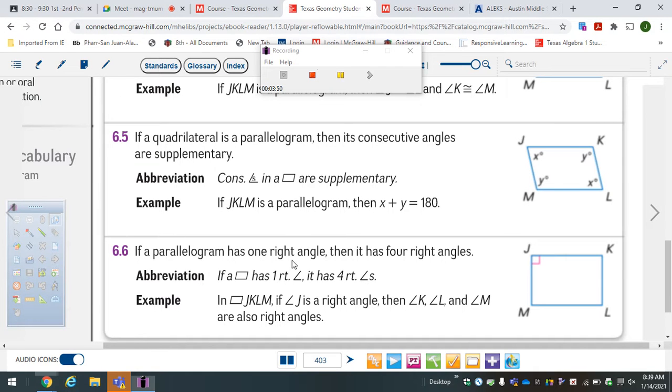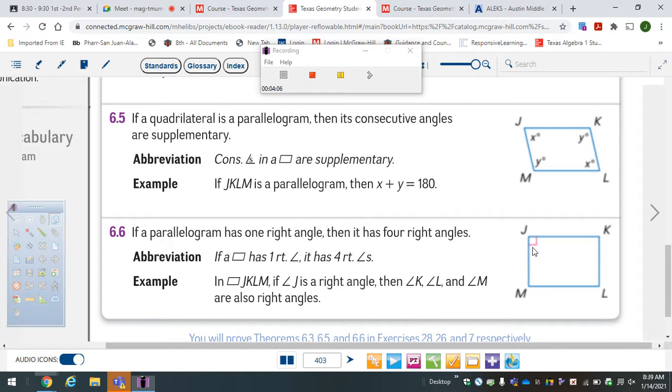If a parallelogram has one right angle, then it has four right angles. And it has to, it's a no-brainer if you think about this one. This one's 90, so there's several ways of looking at it. The opposite angles are congruent, so this is also 90.